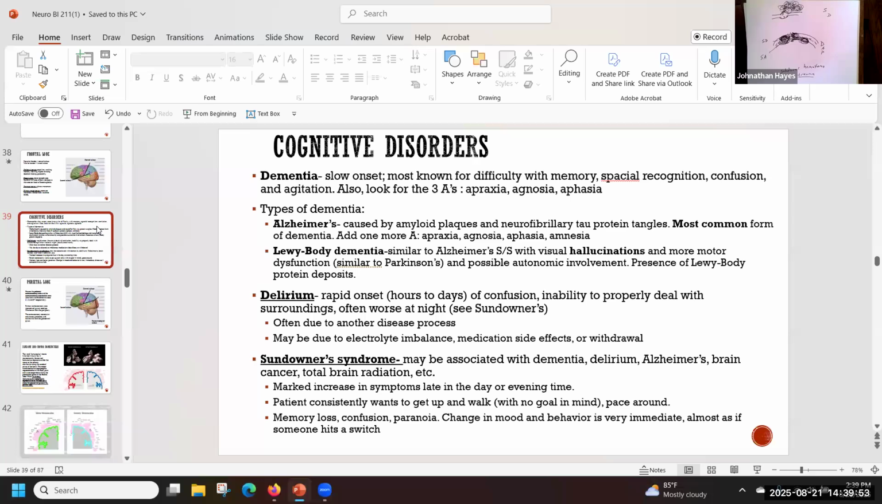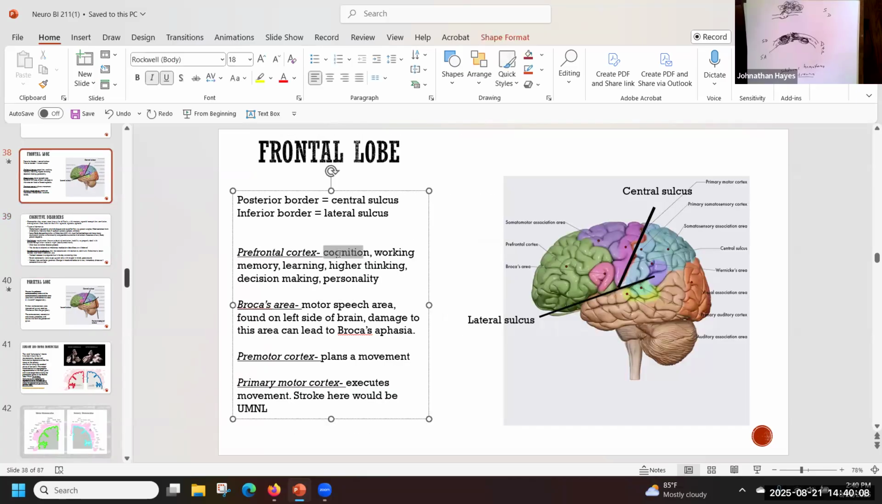Let's come back to cognitive disorders in just a little bit. But the reason this sits here is because, again, we're talking about the prefrontal cortex. One of the parts of it is higher thinking. So we'll come back to that in a little bit.